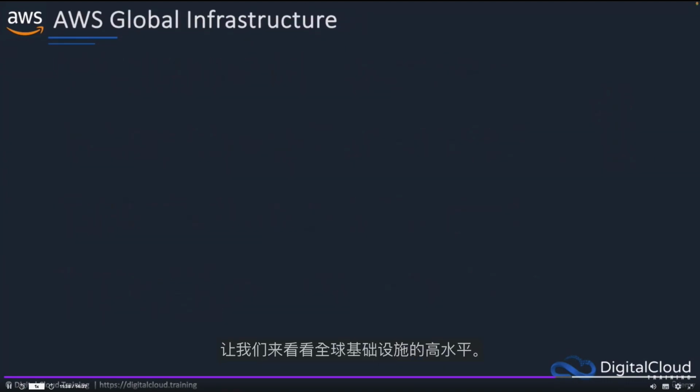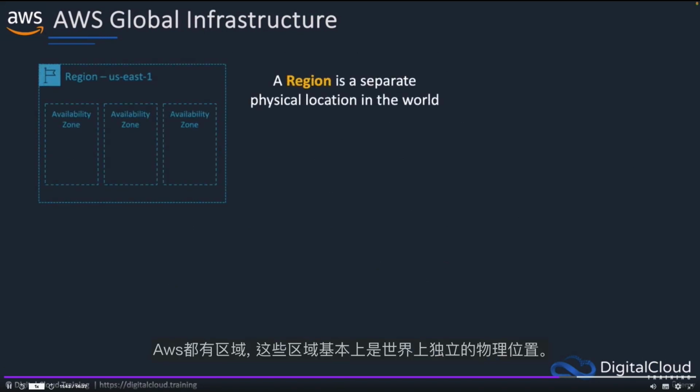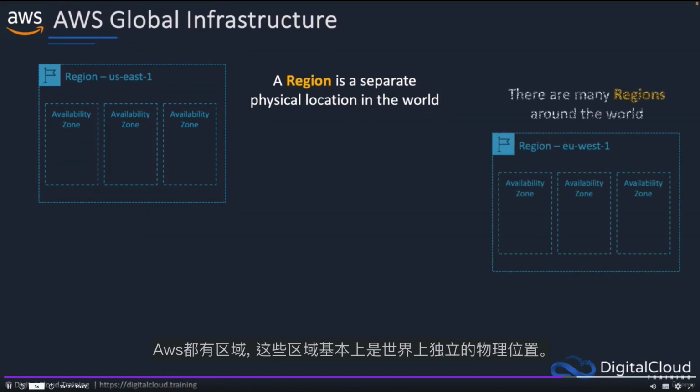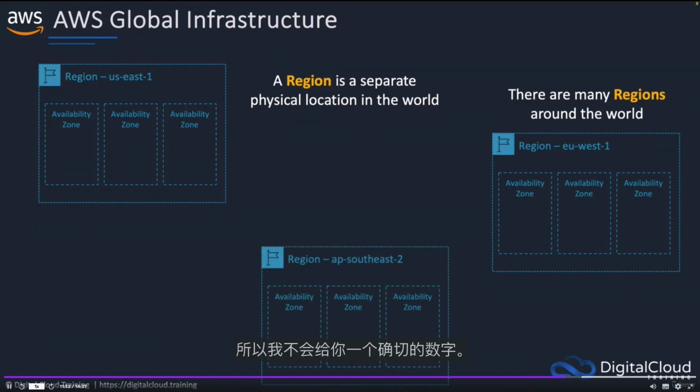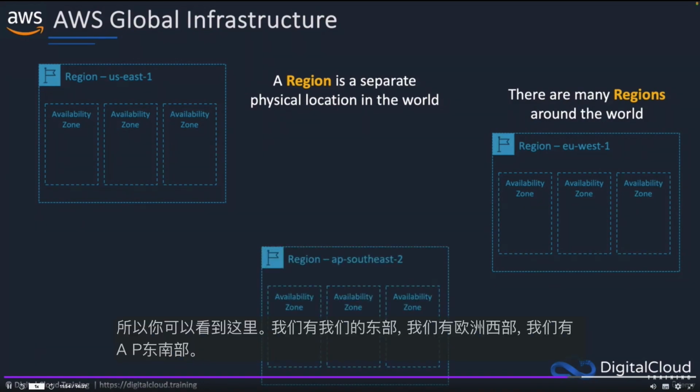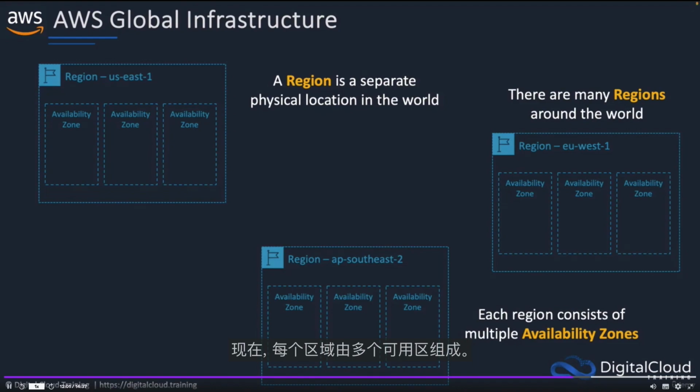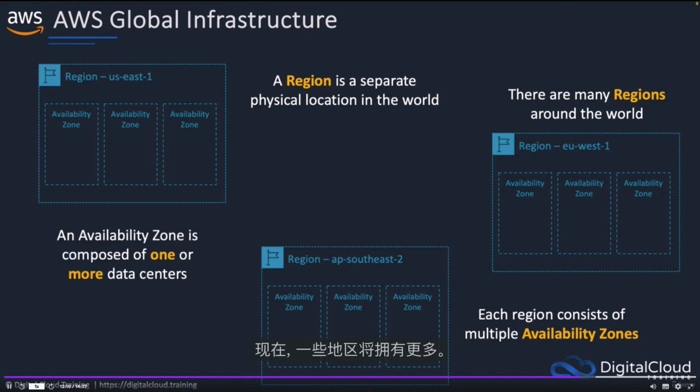So let's have a look at the global infrastructure at a high level. So around the world, AWS has regions, and these are essentially separate physical locations in the world. There are many of them around the world. Again, the number increases all the time, so I'm not going to give you an exact number. So you can see here we've got US East, we've got EU West, and we've got AP Southeast. Now each region consists of multiple availability zones. You can see in the diagram here we have 3 availability zones in each region. Now some regions will have more than that.